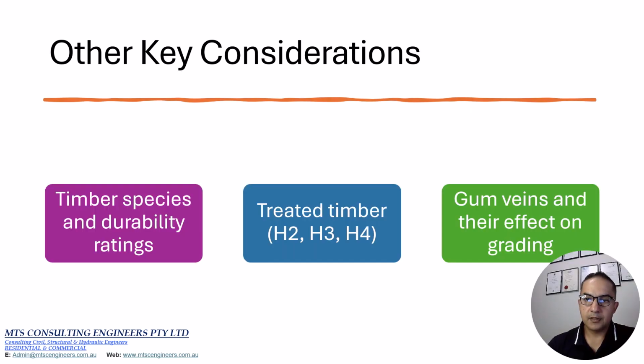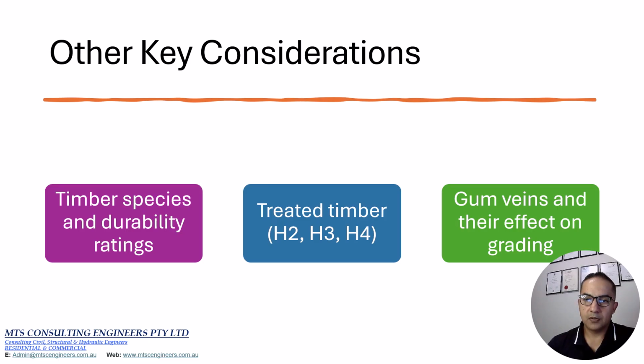In addition to grading, several key considerations affect timber selection. Factors such as timber species and their durability ratings, as well as treated timber classifications like H2, H3, and H4, play a significant role in ensuring the longevity and safety of structures. Additionally, the presence of gum vein can impact grading, making it essential to consider these elements when choosing timber for construction.